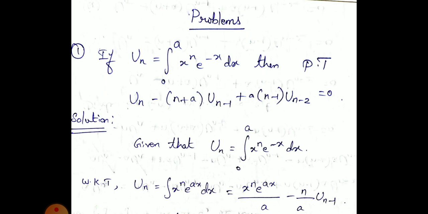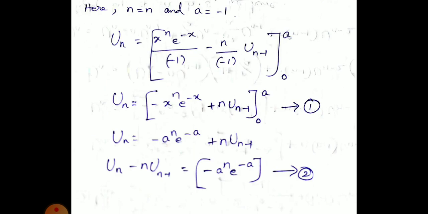We know that u_n is the integral of x^n e^(ax), and the formula is x^n e^(ax)/a - (n/a) u_(n-1). We have seen that in the reduction formula. Here n equals n and a equals -1. Now u_n can be written as x^n e^(-x)/(-1) - (n/(-1)) u_(n-1). In the place of a we have written -1 and in the place of n we have written n. Now apply the limit 0 to a.